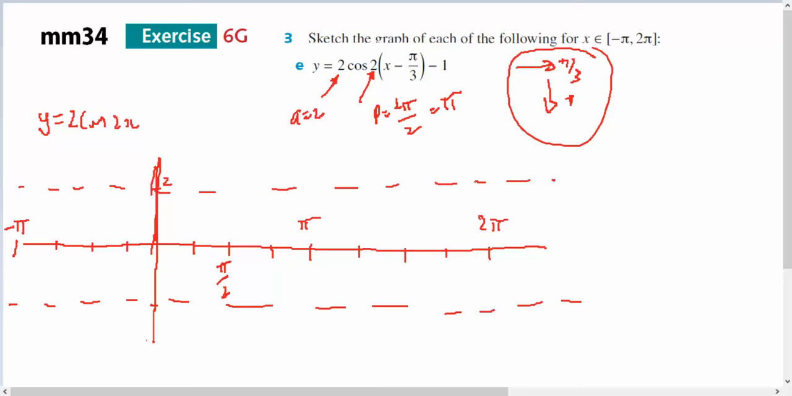And I know that my curve is a positive cos, so I'm going to start up here at 2, finish up there at pi, be down there at pi on 2, be there and be there, and my curve will look like this.